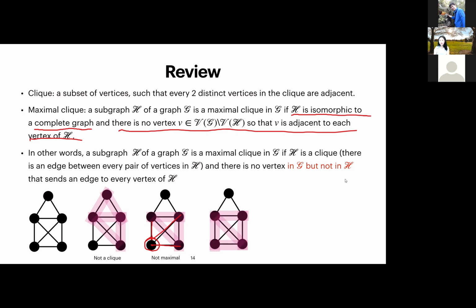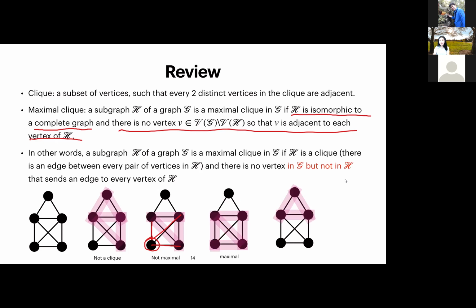Now, what about this one? This is apparently a maximum one, because first of all, it is a clique because every pair of nodes is connected. And now this node shouldn't be included because it is not connected, for example, to these nodes. Okay. So that's a maximum one.